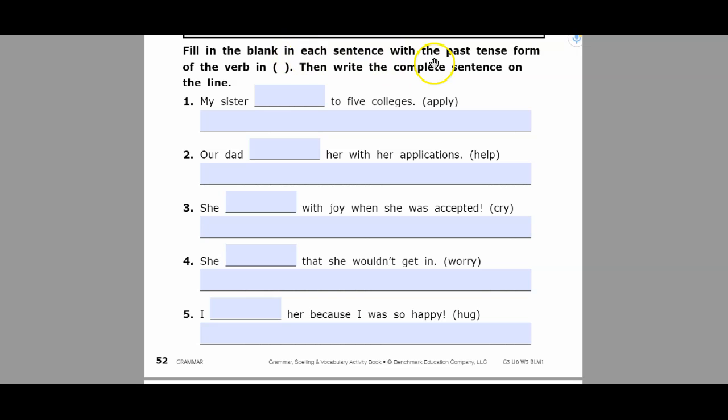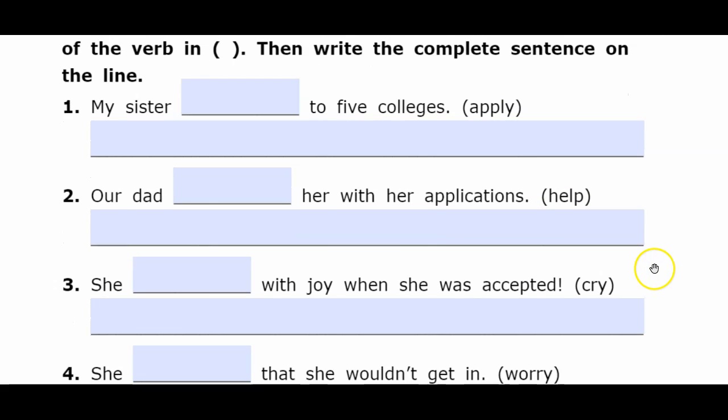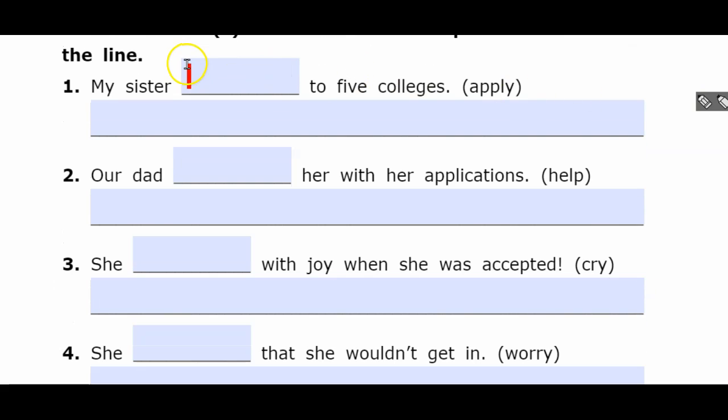So it says fill in the blank in each sentence with the past tense form of the verb in parentheses. Then write the complete sentence on the line. Actually, let's just rewrite this on here. So here we go, ready? My sister applied to 5 colleges. How do I write that? It ends in a Y, so what do I do? Change the Y to I, then add what? ED, right? So apply, change the Y to I, and then add ED.